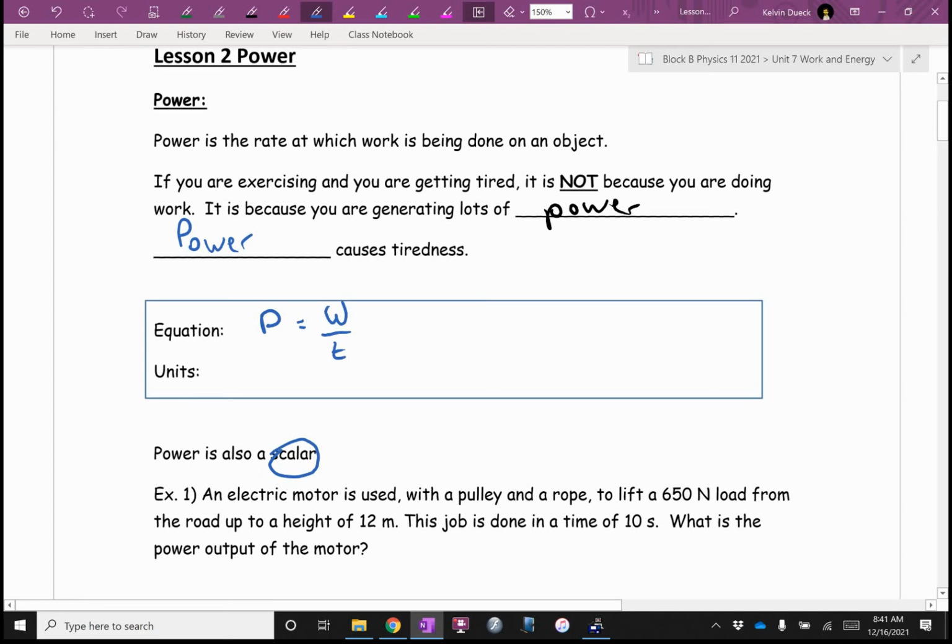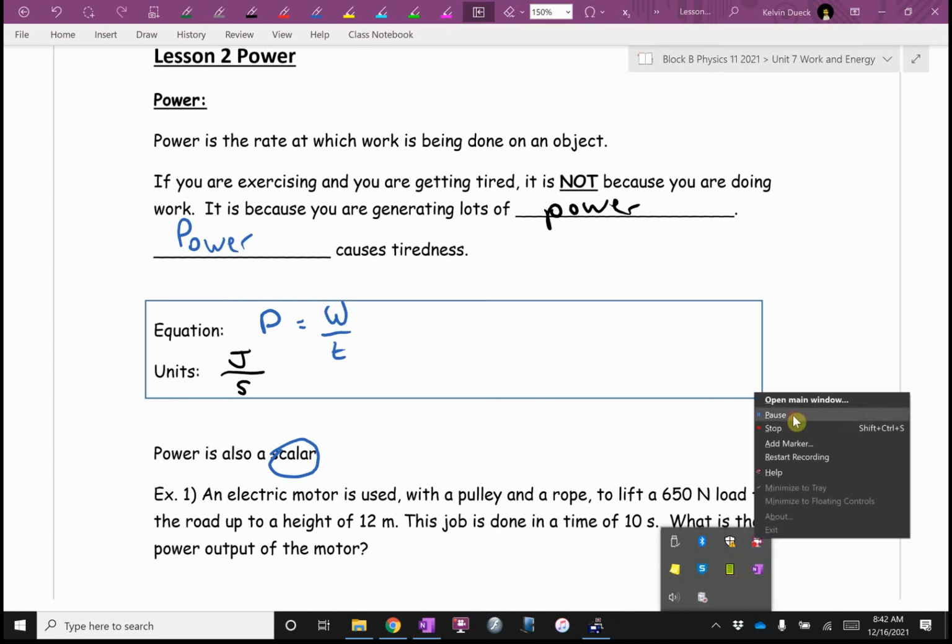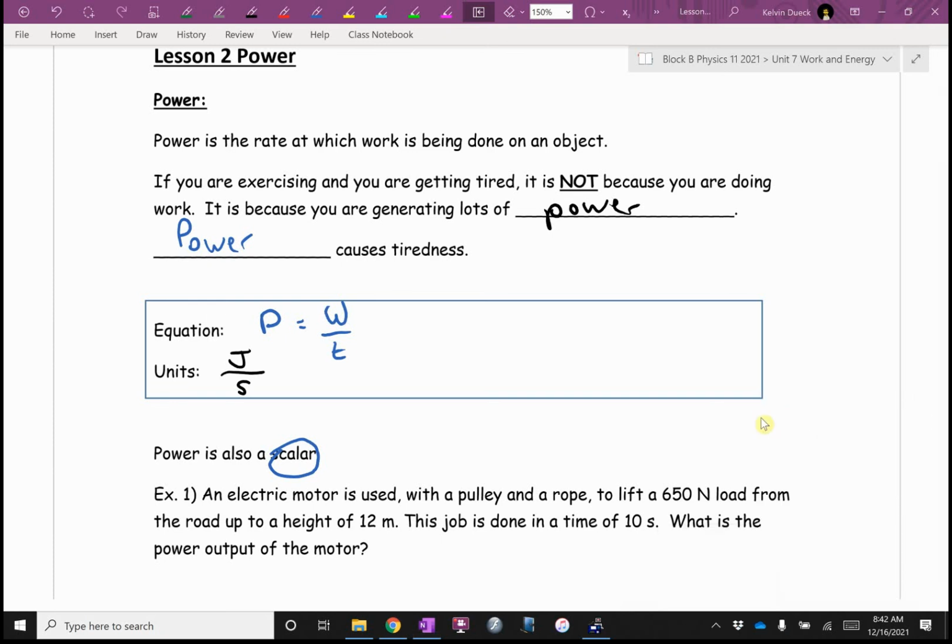What would the units be? Well, what are the units for work? What are the units for time? So power is measured in joules per second. Oh, got a latecomer. Pause for a second. So the units for power, joules per second, but power is such an important concept, we say a joule per second is something else. Power is measured in what?